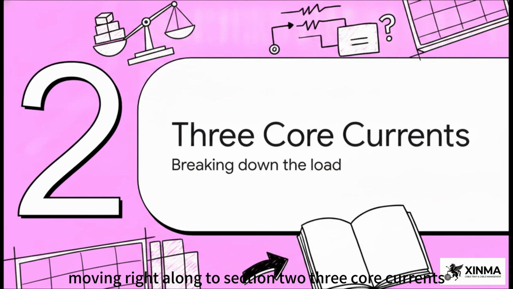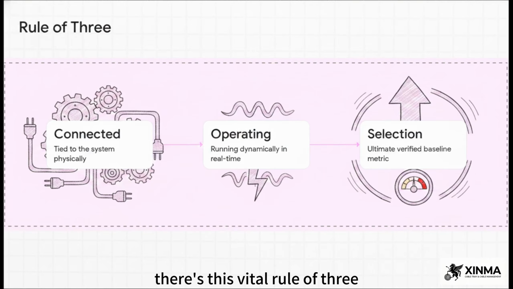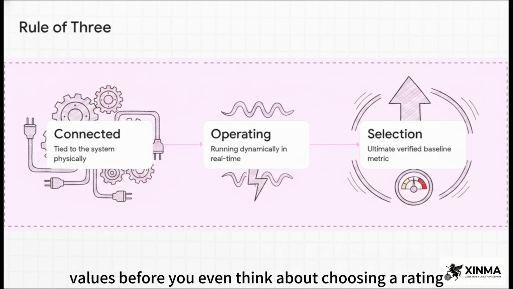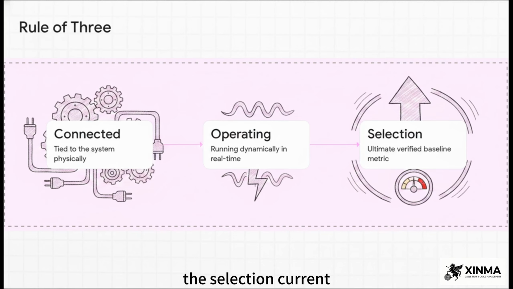Moving right along to Section 2, the 3 core currents. We really need to break down the load here. Now, according to engineering best practices, there's this vital rule of 3. As an engineer, you need to deliberately separate 3 distinct current values before you even think about choosing a rating. First up, you have your connected current. That accounts for every single thing physically tied to the system. Second is your operating current, which represents what's actually running dynamically on a day-to-day basis. And finally, the selection current.